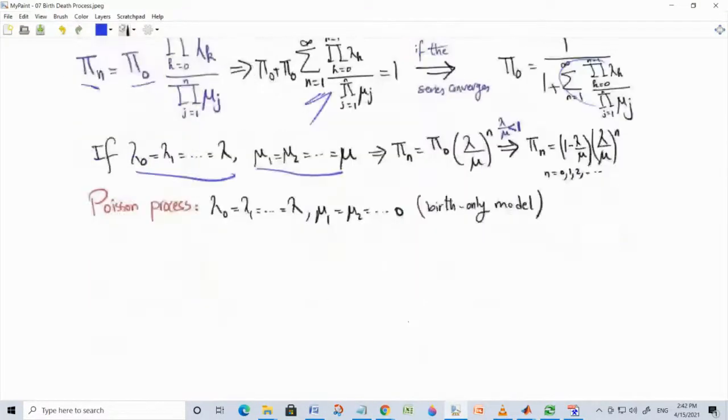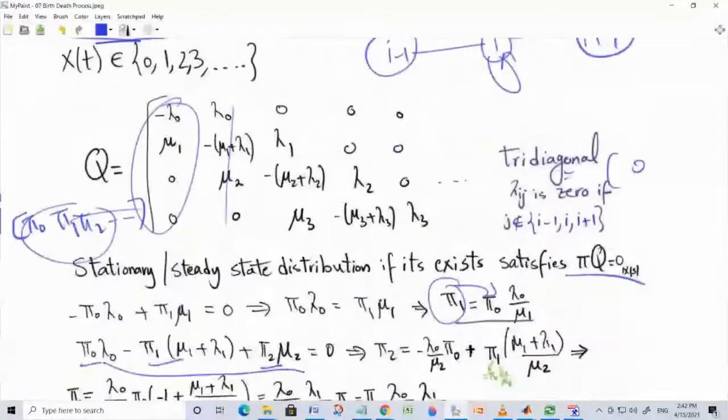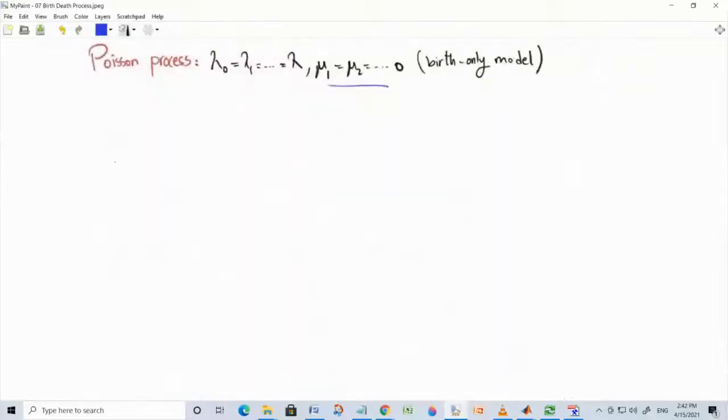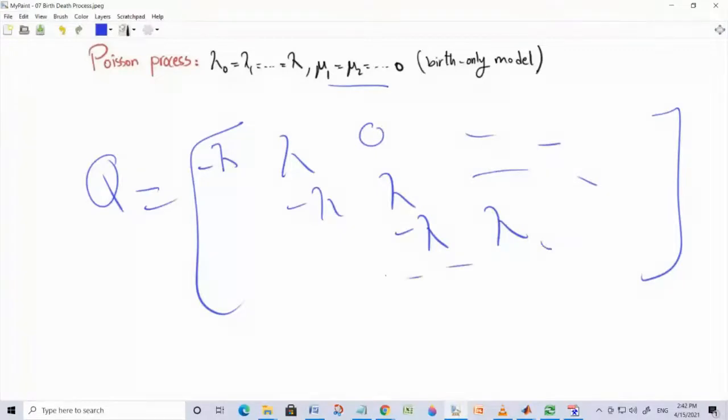Okay, and one special process is the one where all the mu's are equal to 0. So all those guys are equal to 0, and the lambdas are equal to -1. So the Q matrix of a Poisson process looks like this: minus lambda lambda, minus lambda lambda, minus lambda lambda, and so on. And it is only a birth model because it is an arrival process. It is a counting process, right?